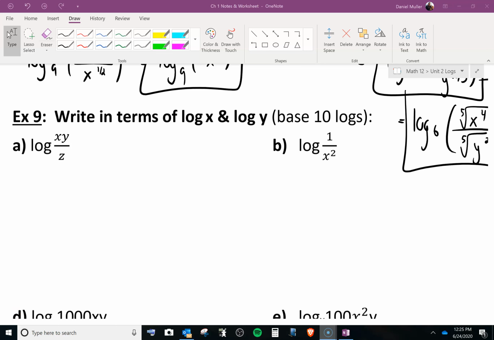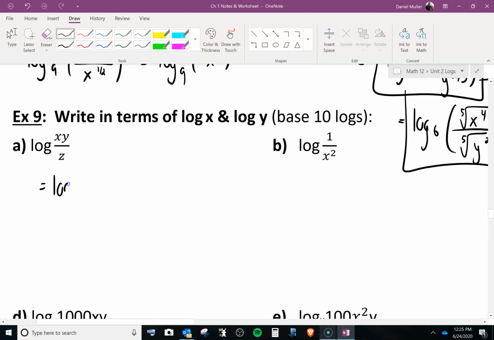Example number 9, write in terms of log x and log y. So our job here is to do the opposite of what we just did. Kind of work backwards. Things are combined, and now we want to split them up. The part that's not mentioned here is that we don't want any exponents. So we need it to be exactly log x and exactly log y, or log z, or whatever the letters happen to be. So let's do that here.